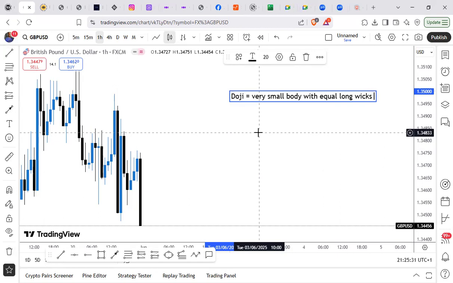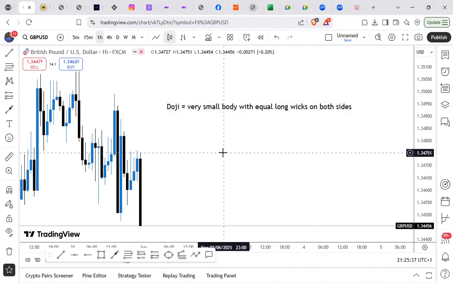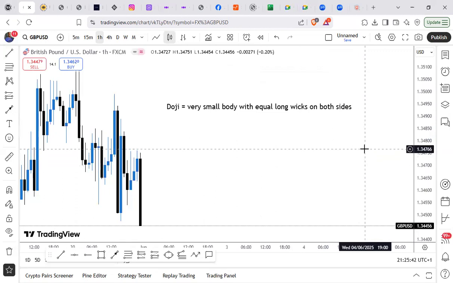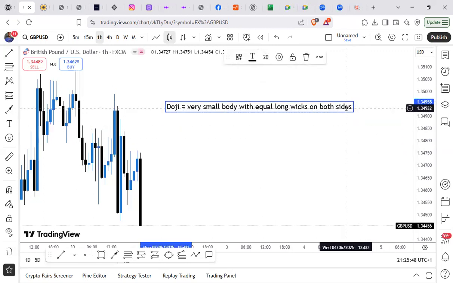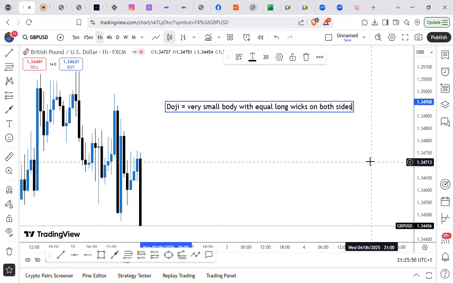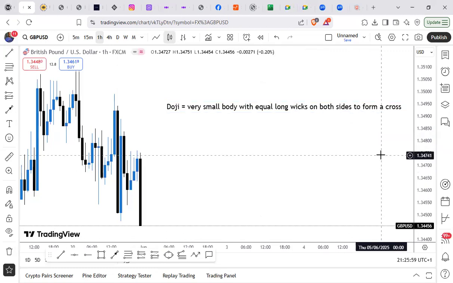Yes. You can check, I just wrote that now on the screen. Doji is a very small body with equal long wicks on both sides, up and down. Even when the doji has both the black and blue color, is it still a doji candle? Yes.